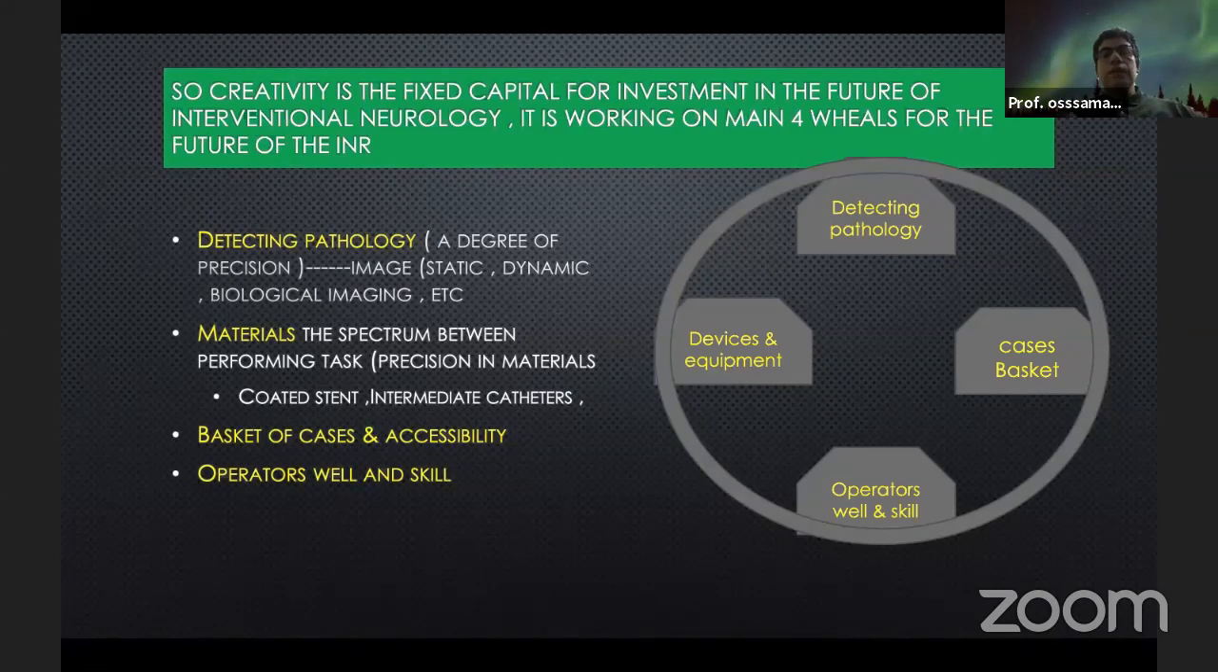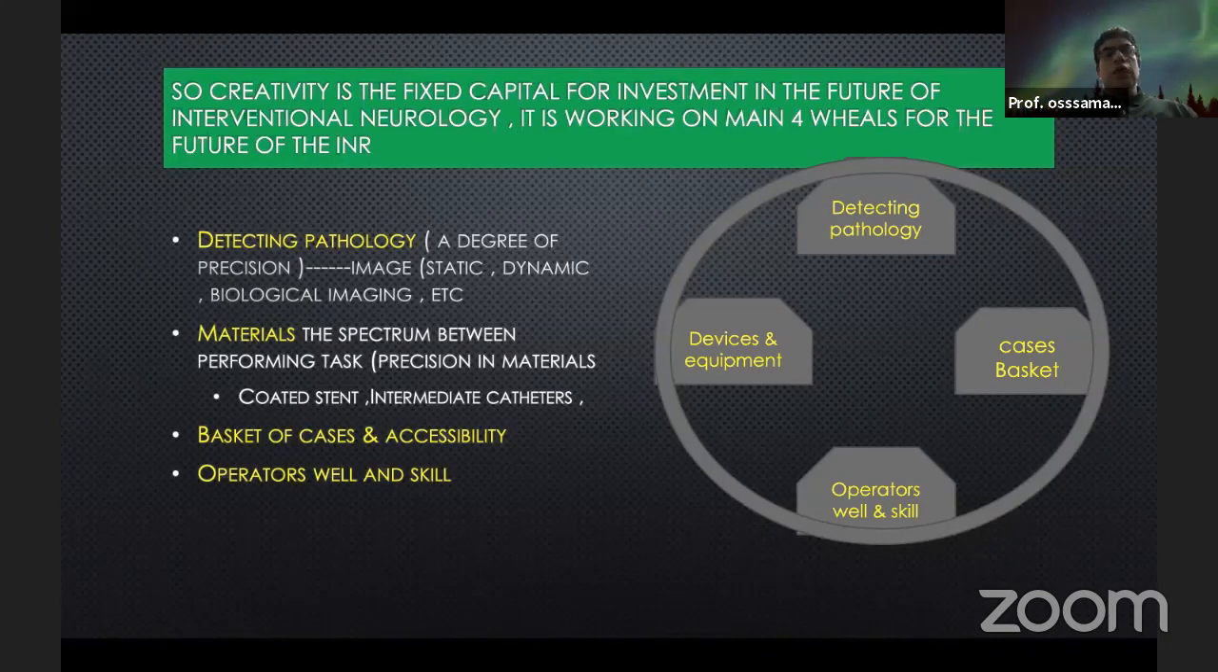Number 1, the detection: improving the detection of the pathology. Improving the detection of the pathology is very important. A degree of precision is needed, and the image can be static, dynamic, or biological imaging. All of these are very important to improve our future and our practice.